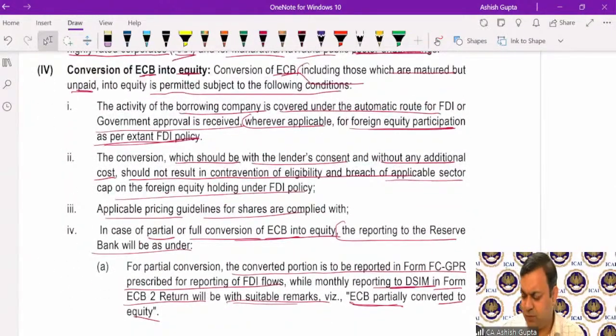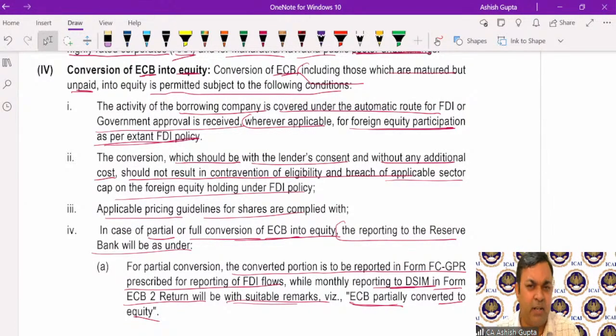Okay. So now this is more than 60% of the ECB topic covered. Like what conversion is there, what is the process for issuing, what is the format for these ECB guidelines. So all that we have completed.